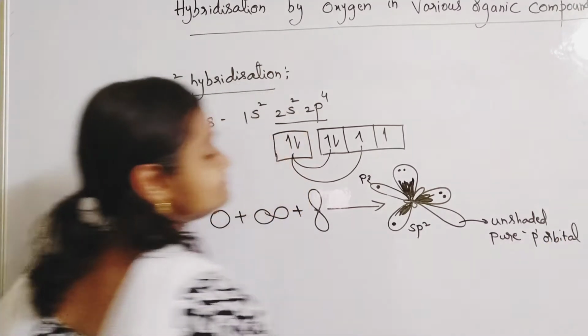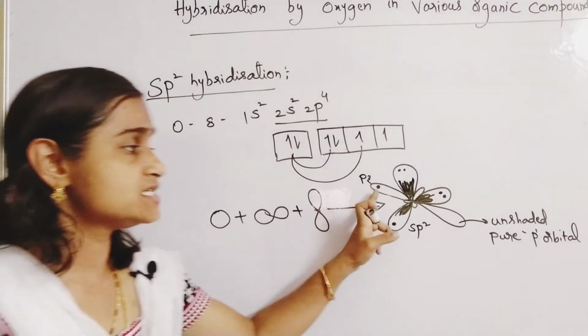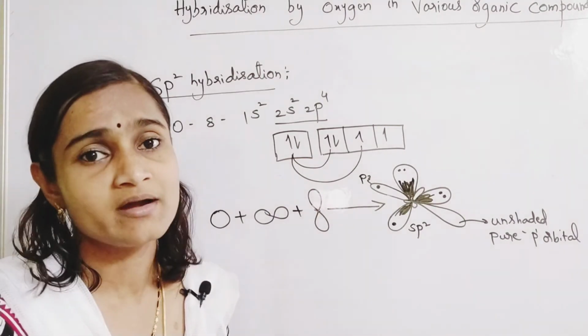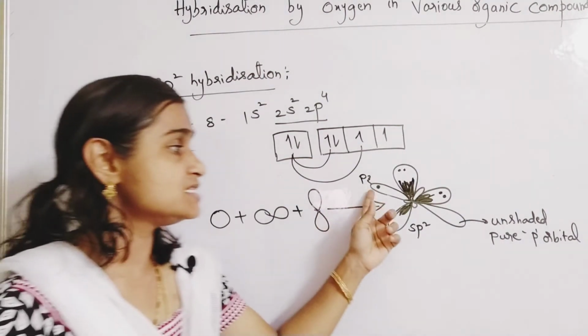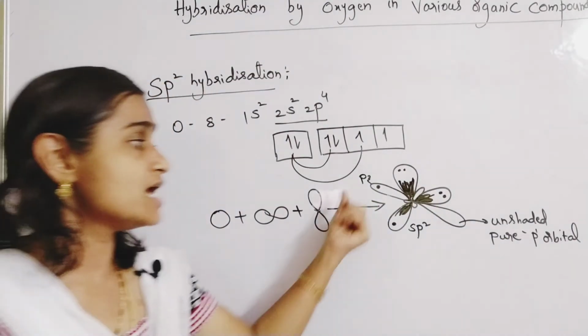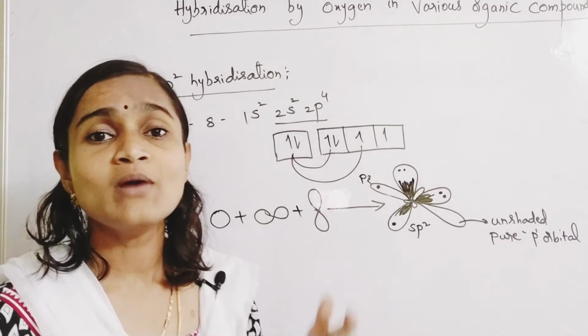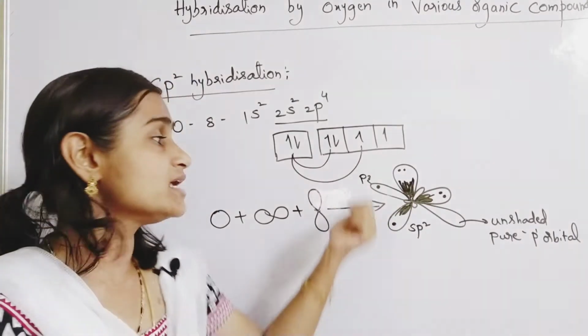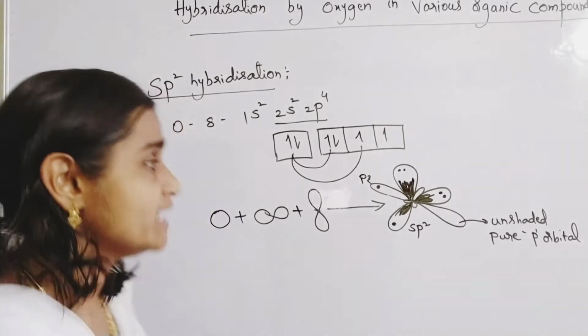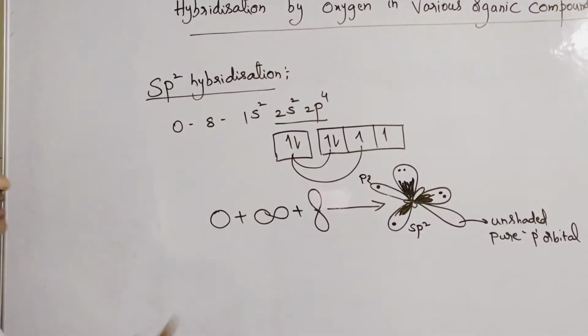Right? So the electron which is present in the pure p orbital, there is a chance for that electron to form a pi bond. That means it can be involved in double bond formation. Okay, so sp2 hybridization, like this it will take place.